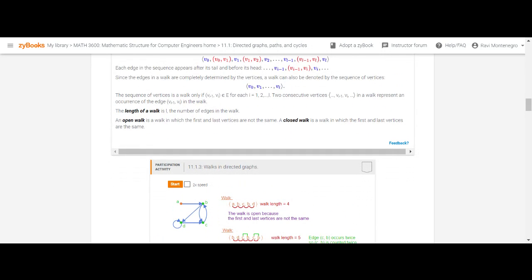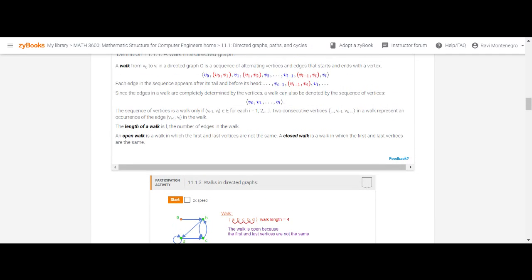And there's a lot of terminology surrounding walk. You can find some of the terms here. And I'm not going to go into much of this because we're only going to look at a subset of graph theory topics.